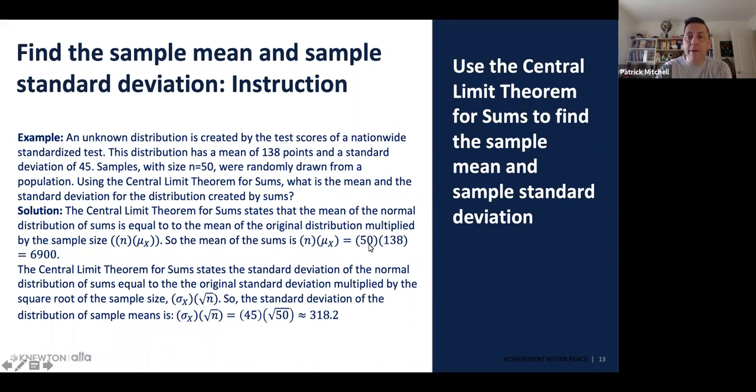All right, so since the mean of the original distribution is 138 and the samples are size 50, that means that the mean of the sums is going to be 50 times 138, which comes out to 6,900. And the standard deviation is going to be the original sigma, which is 45, times the square root of n. So that's going to be 45 times the square root of 50, which is about 318.2.